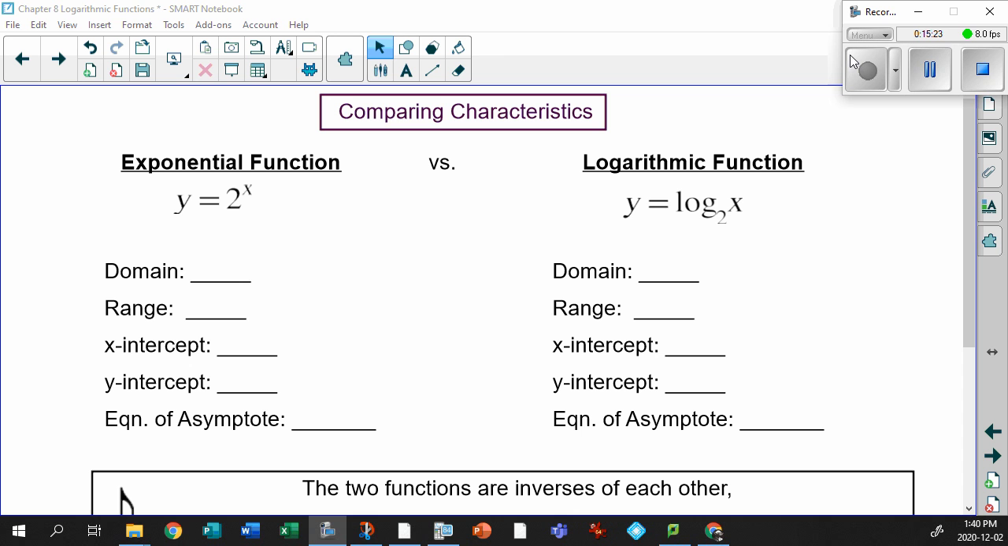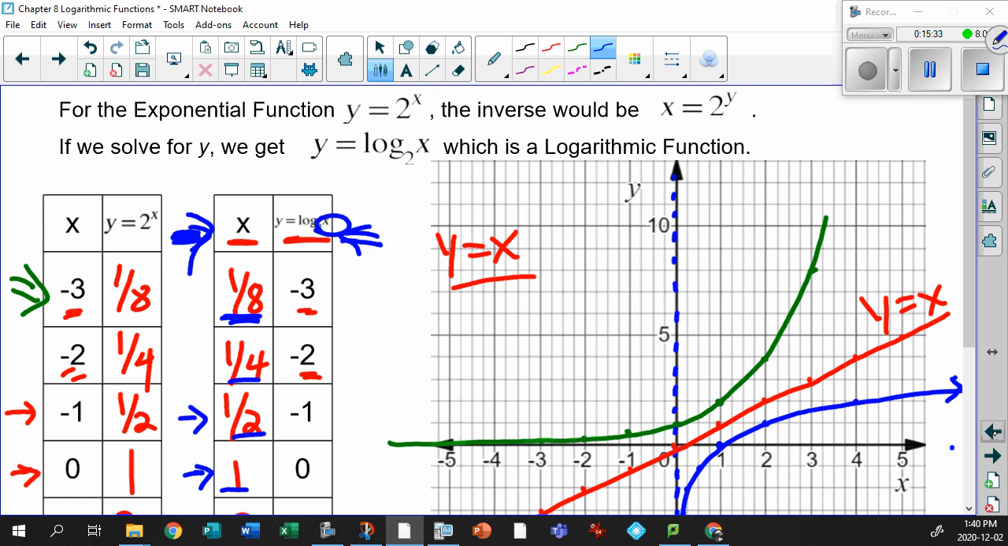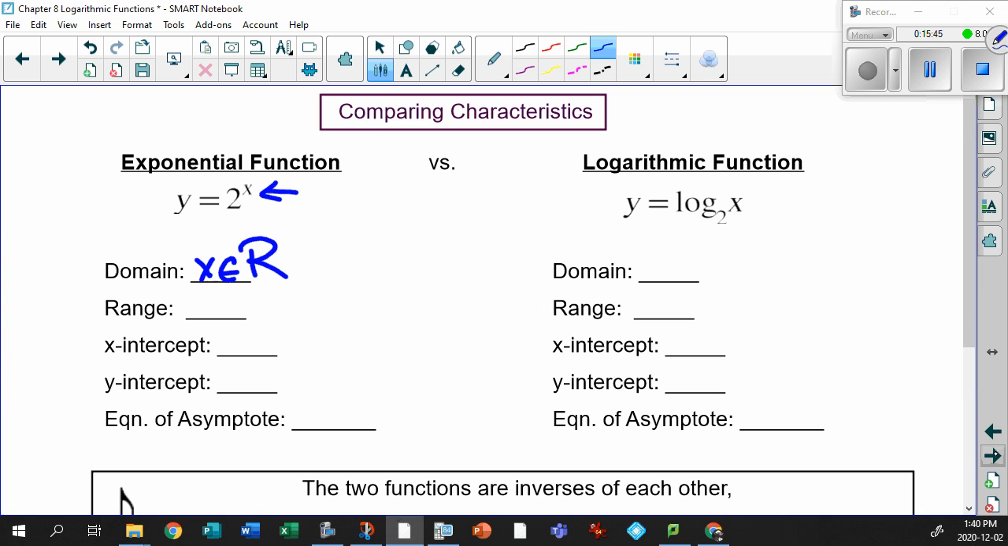Do you remember the domain of the exponential functions? X can be anything it wants, right? How about the range, though? Well, if you can't figure out the range, go back and take a look at the graph. Look at the green graph. There's our exponential function. You realize that we have a horizontal asymptote. So that means our y values have to be greater than 0. Okay, so let's put that in. Our range has to be y greater than 0. And we can go down here and put in the equation of our asymptote, y equals 0, because this is a horizontal asymptote.